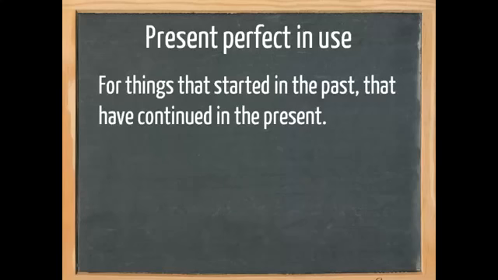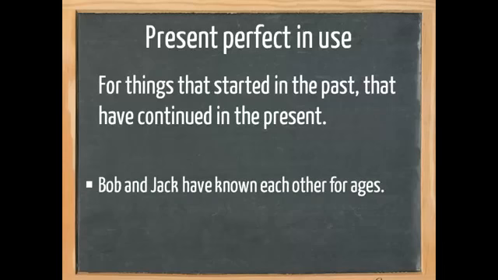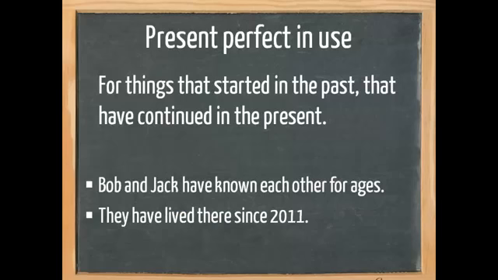We also use the present perfect for things that started in the past but that have continued in the present. For example, Bob and Jack have known each other for ages. They met in the 1970s and they are still friends. They have lived there since 2011, so they moved there in 2011 and they've continued to live there.